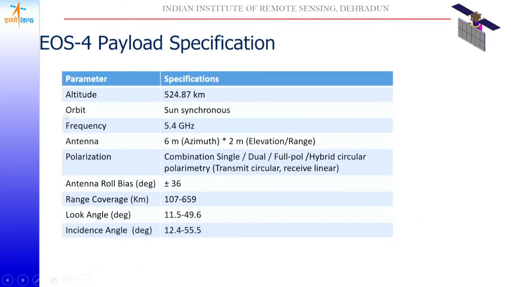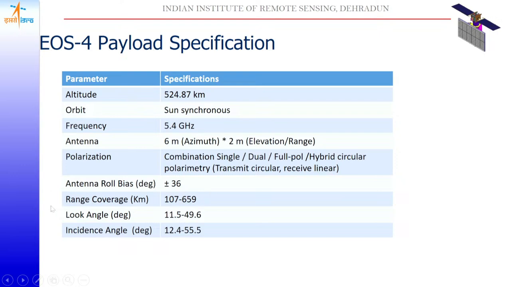So what are the different parameters? It has an altitude of 524.87 kilometer, and it is in a sun synchronous orbit. The frequency is C band, 5.4 gigahertz. The antenna is around 6 meter in azimuth and 2 meter in elevation. As I told you, the azimuth resolution we get for the strip mode is around 3 meter because it is L by 2, where L means length. So the length is 6 meter, and it has different polarizations: single polarization, dual, full polarimetry, and hybrid circular polarimetry.